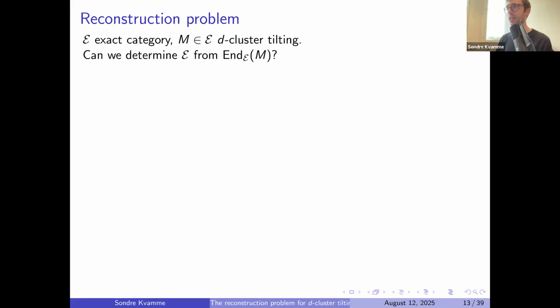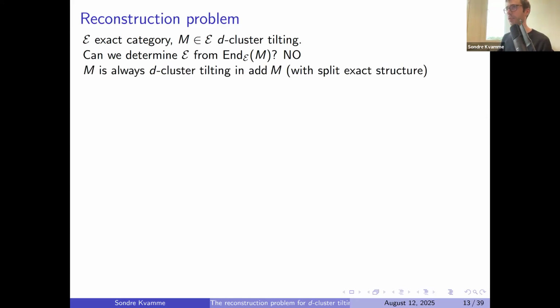So let's go back to the question asked in the beginning of the talk. Can we recover an exact category from the endomorphism ring of a D-cluster tilting object? And probably if you thought about this for a bit, you realize that this should probably not be true, and that's the case. As stated, this question has a negative answer. And it's quite easy to find a counterexample.